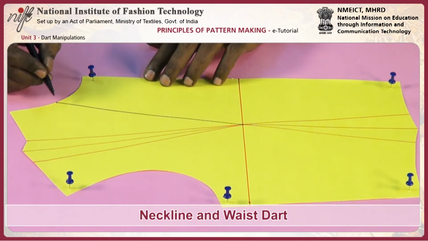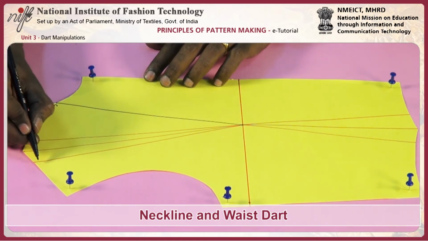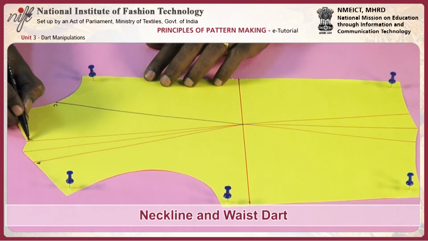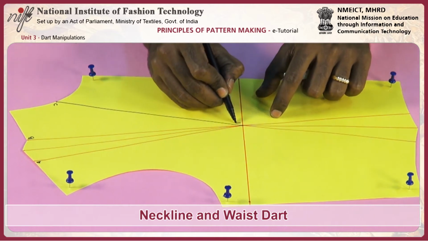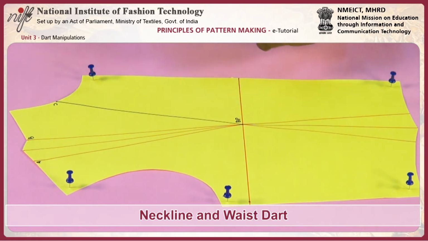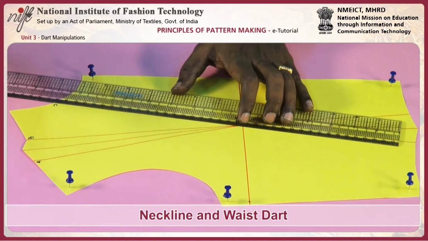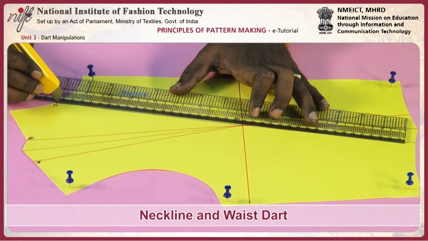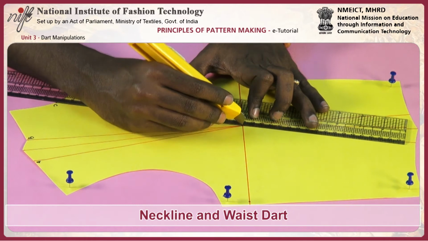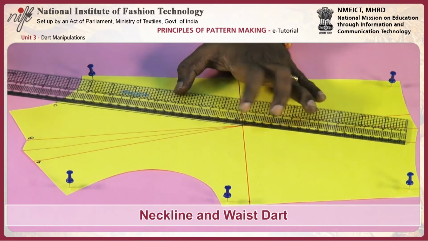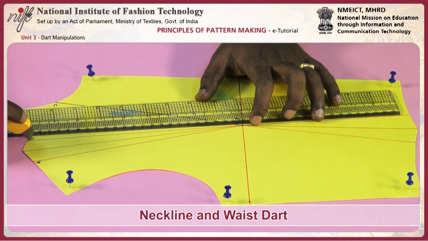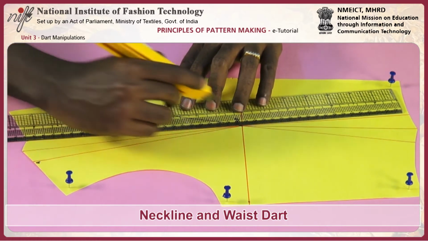Then mark C. Mark A and B on the shoulder line. Now slash the line C to the bust point. Then slash B to the bust point.